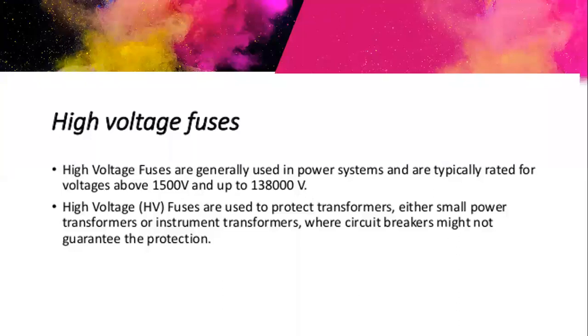Now, high voltage fuses are used to protect the transformers, either small power transformers or instrument transformers, where circuit breakers might not guarantee the protection. That means the backup protection. If the circuit breaker fails, then automatically we are going to protect the costly equipment in our power system with the help of the fuse elements. Okay, so we can see that later.